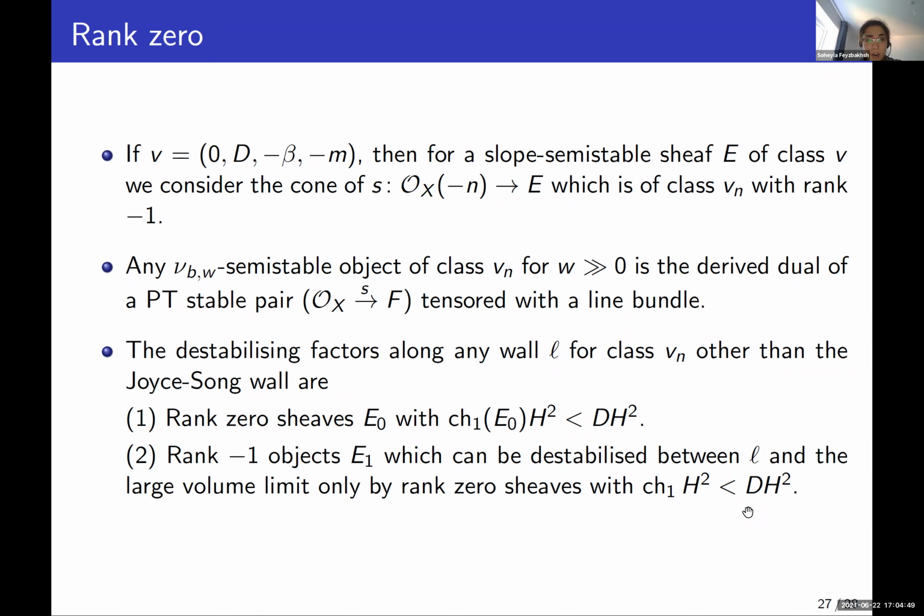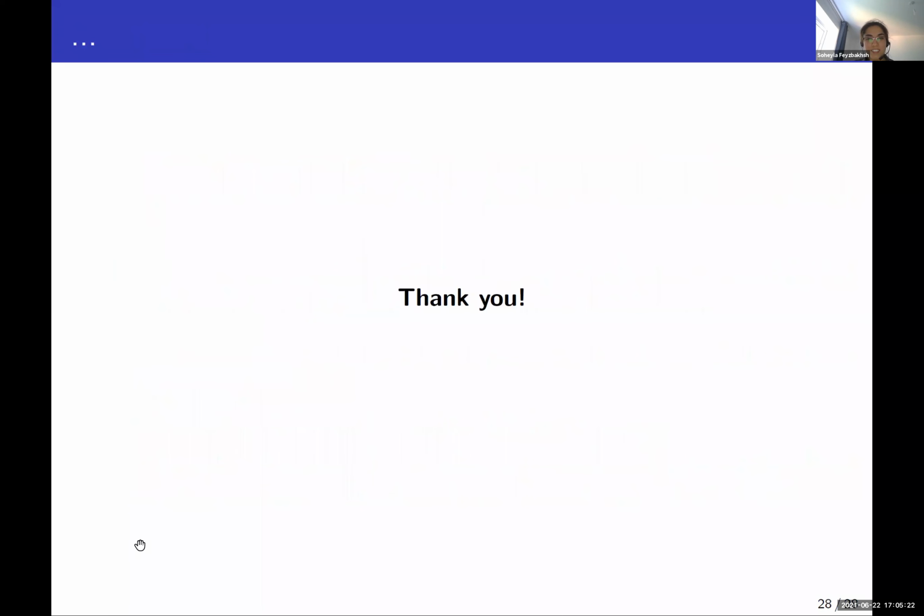That's why, by induction on D H square, we can actually show that we can write all of these rank 0 DT invariants in terms of PT invariants, which by Toda or Bridgeland's work is equivalent to rank 1 DT theory. But the tricky part is to show that we can choose n suitably large so that it works for all these rank minus 1 objects. Okay, I think that was all that I wanted to say. Thank you.